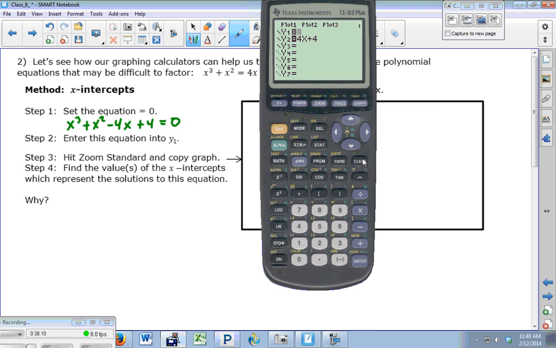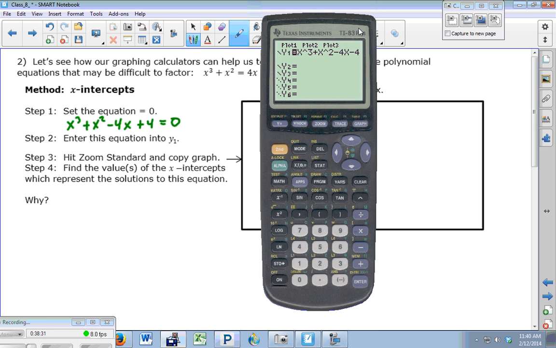All right, so let's clear everything out. So we have x to the third plus x squared minus 4x minus 4. All right. Now, first of all, I want you to notice the difference between the equation we're trying to solve, which is this equation, and the equation that's in your calculator.